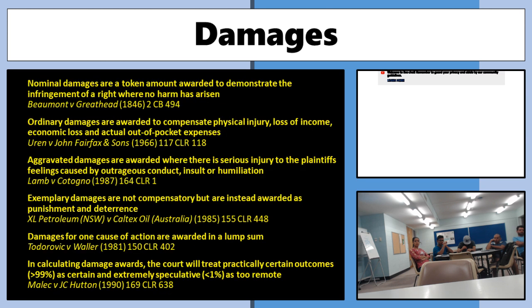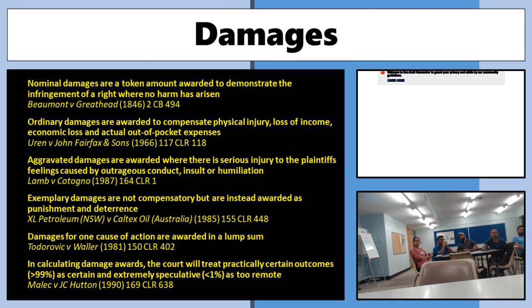All right. I think I'd mentioned earlier for those early torts, the battery and defamation and all of those things, strictly speaking, you can be awarded $10. Right? In negligence, you can't. You've got to actually prove some form of harm.